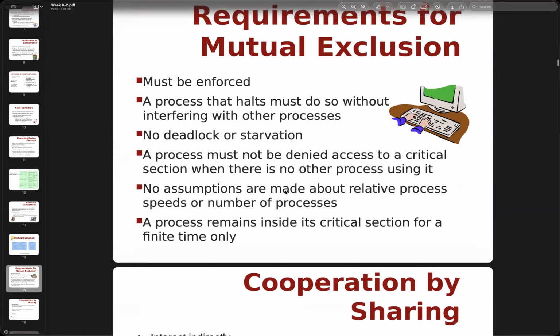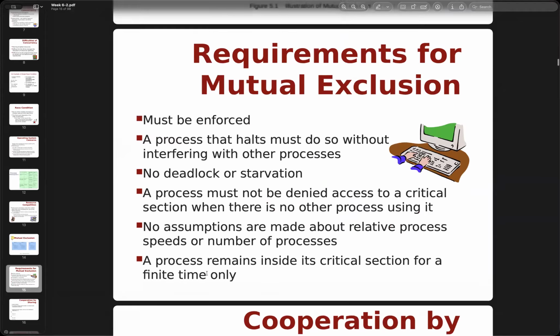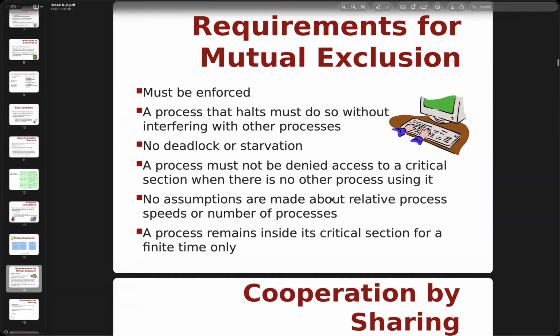So here's the idea. Also, a process needs to remain inside the critical section for a finite time only, so we need to be careful. Here are all the requirements for mutual exclusion.